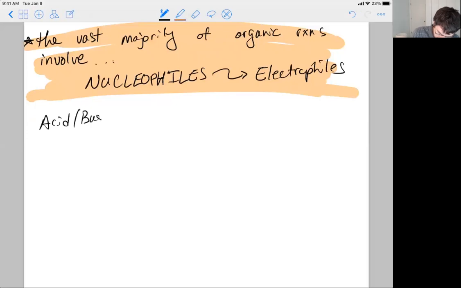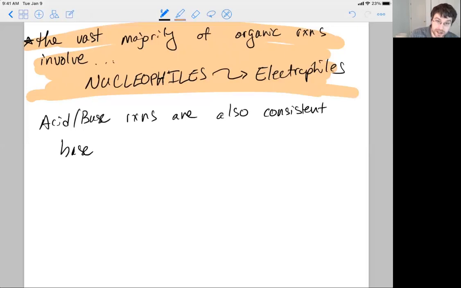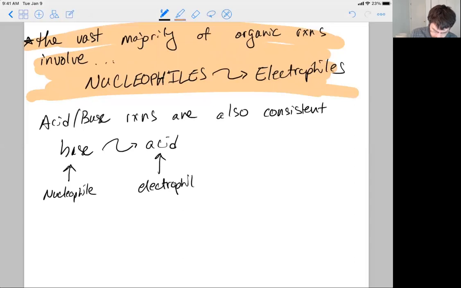So acid-base reactions are also consistent, where we have the base, which has the negative charge, which has the lone pair of electrons, engages the acid, which provides the H plus in most cases, which supplies the positive charge for the nucleophile to have affinity for. So the base is our nucleophile that's attacking the acid, which is the electrophile. Okay, so know this stuff. It's important. Okay, now what's C?